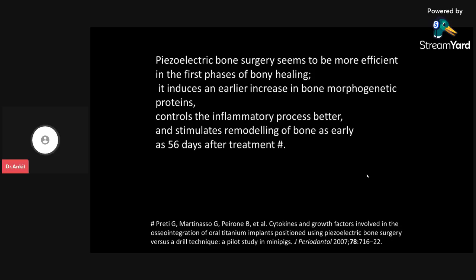120 days. That is exactly half in comparison to other conventional methods of cutting the bone, that is the rotary system. This study was conducted by Pretty and published in the Journal of Periodontology in 2007, and they have seen that it helps fixation. It also helps in the osseointegration of the implants by allowing the concentration of growth factors in and around the bone exactly surrounding the implant.